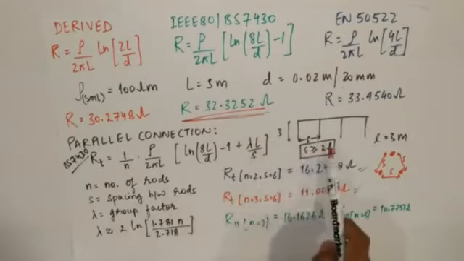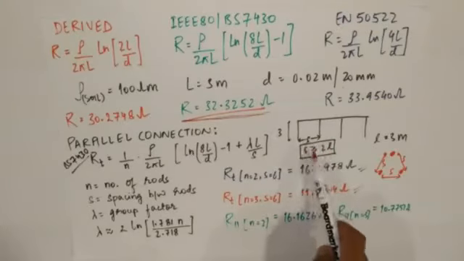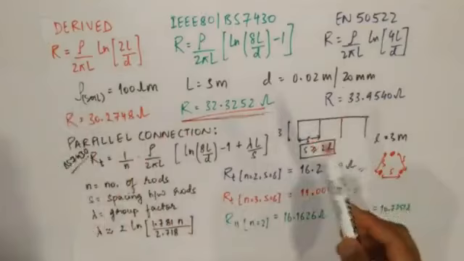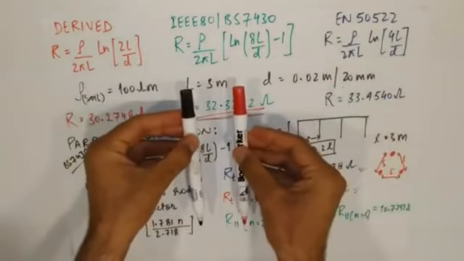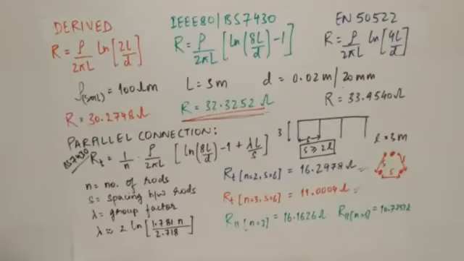Now if you increase the spacing, you will find this value 16.29 coming closer to this value. That means the mutual effect is reducing as you go on increasing the spacing between the two rods. If they are closer, it will be more. If you go away, it will be lesser.